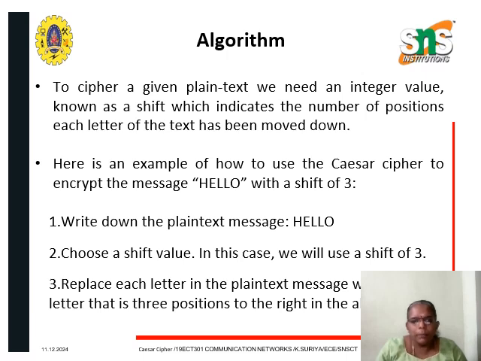Next, we'll see the algorithm. So, to cipher a given plain text, we need an integer value known as the shift, which indicates the number of positions each letter of the text has been moved down. So here is an example of how to use the Caesar cipher. Let us consider the plain text hello and the key value as 3. First you write down the plain text message hello. The shift value is 3. So replace each letter of the plain text with 3 letters down the alphabet. So shift 3 letters to the right.